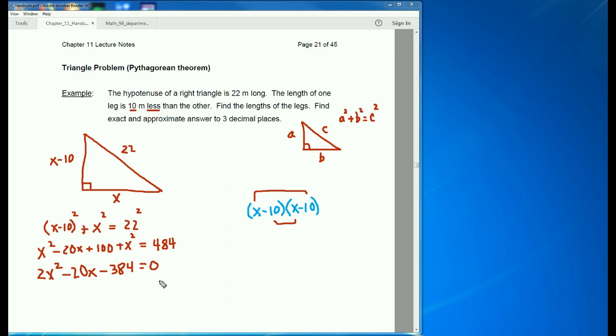We could solve it now, but my suggestion is this. If you notice all of these are even, we can take a factor of 2 out of all of them. So we can divide this entire equation by 2, just to make it easier and get the numbers to be a little smaller. Then we're going to end up with x squared minus 10x minus 192 equals 0. There's a quadratic we want to solve.